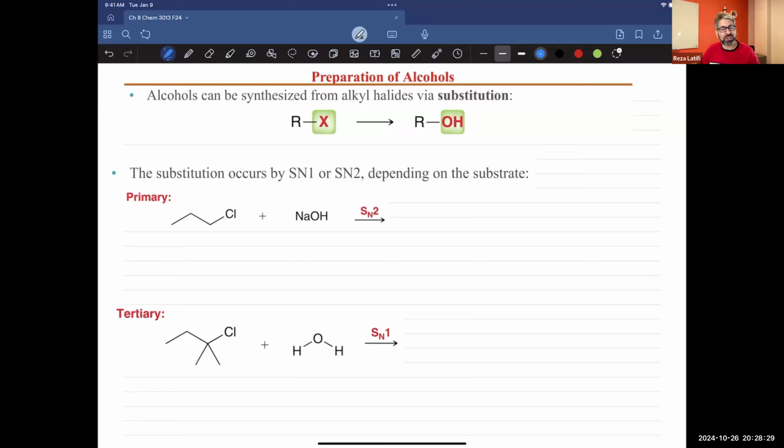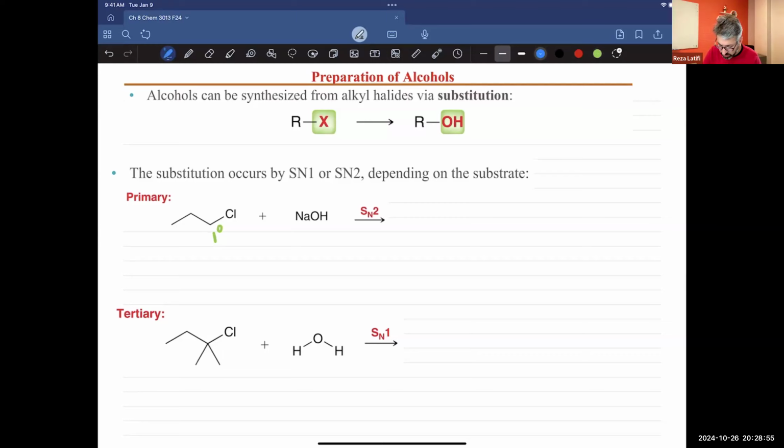We're talking about alcohol and how to prepare different alcohols. One method can be nucleophilic substitution. Depending on the order of the carbon, we might get a primary, secondary, or tertiary alcohol. We're going to start with a primary alkyl halide, and we're going to treat it with a strong nucleophile.